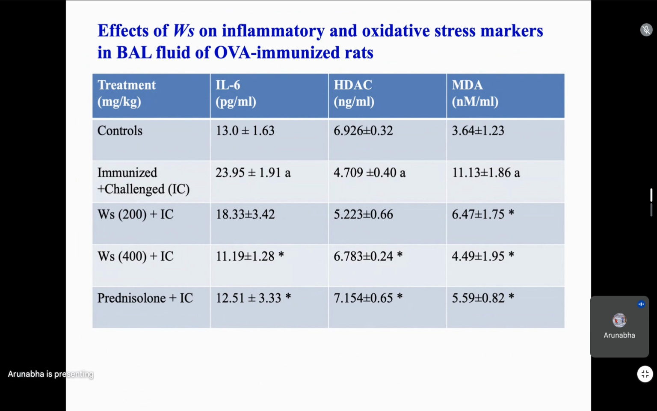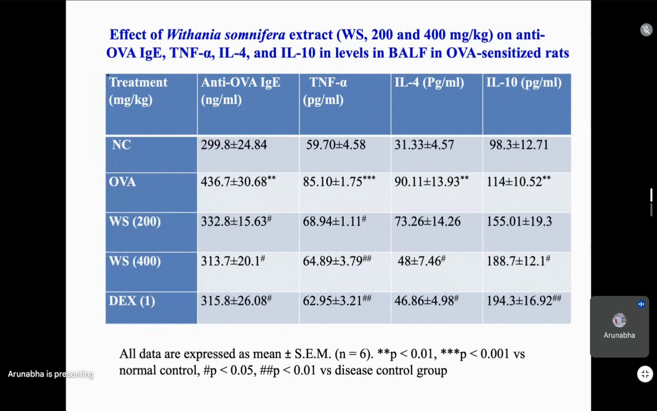Oxidative stress is another pathological marker of asthma, and oxidative stress levels were higher in the disease control group, as you can see, from 3.64 to 11.13, and they were lowered dose dependently by Withania somnifera, 2 doses, comparable to that of prednisolone. So we summarize the data. We can see that IgE, TNF-alpha, IL-4, and IL-10, which is the anti-inflammatory cytokine, all these levels were elevated consistently in the disease control model, and were lowered by Withania somnifera, both doses, which was comparable with dexamethasone.